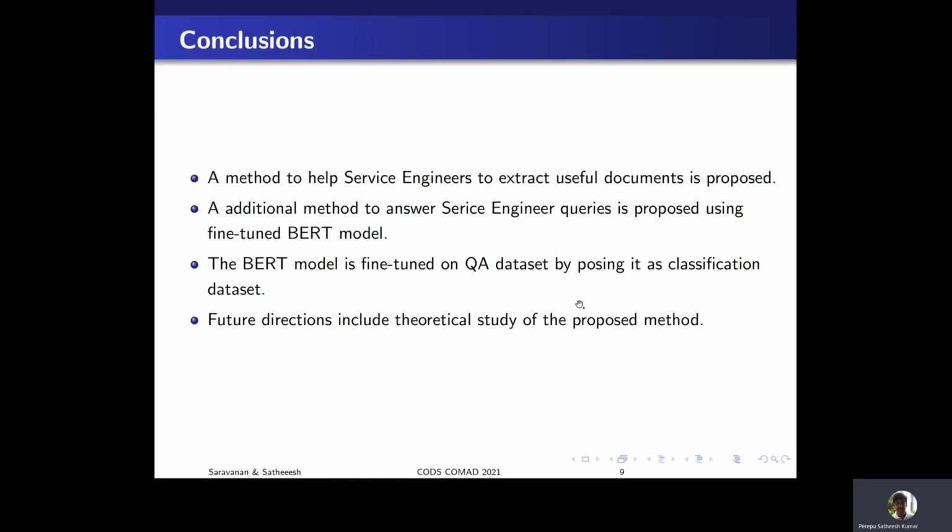So we proposed a method to help service engineers extract useful documents, and we also proposed an additional method to answer service engineers' queries using a fine-tuned BERT model. Future work includes studying theoretically how the loss function will behave for a huge number of documents, and also what the influence of these alpha and beta values is. We need to study that. Thank you.